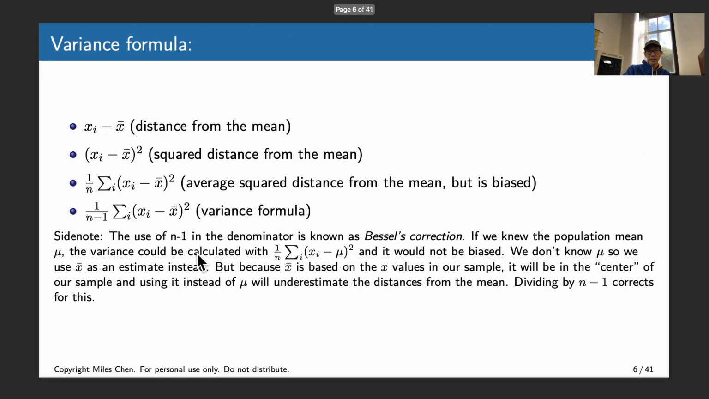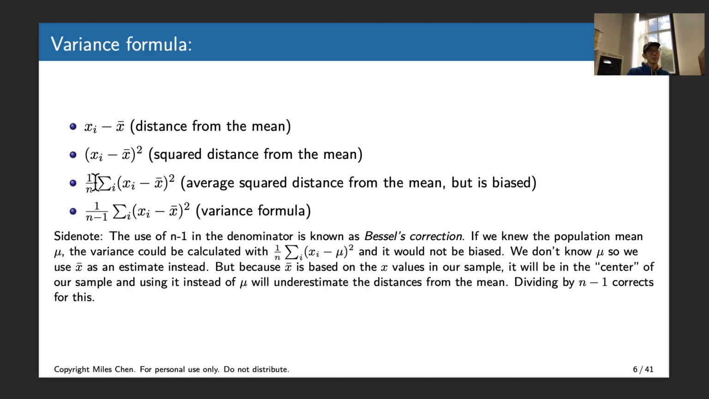So if you think about the formula for the variance, we take each individual point x_i, subtract off the mean. That's our distance from the mean, and then we square that distance. Then if I add them up and divide by n, we would get the average squared distance from the mean. But the problem is that's going to be biased. But if I add them up and divide by n minus 1, that gives our variance formula. Why is the one that divides by n biased?